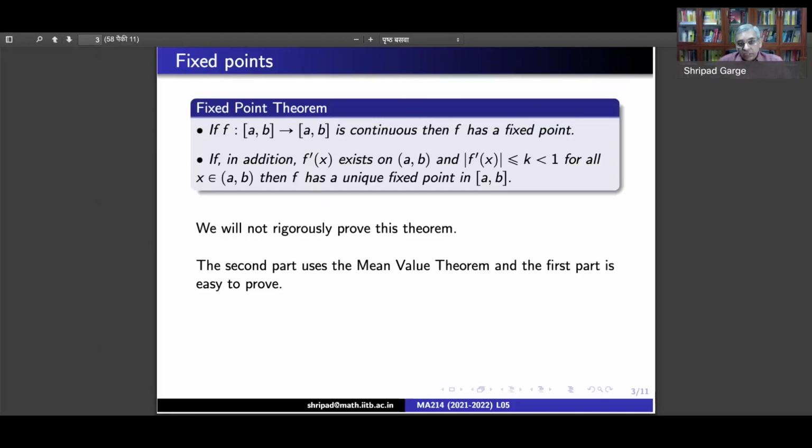And the first part is actually quite easy to prove. So I will leave the first part to you. It follows from the intermediate value theorem. You have to just basically observe some basic things and then it will follow from the intermediate value theorem. But we will use these theorems.